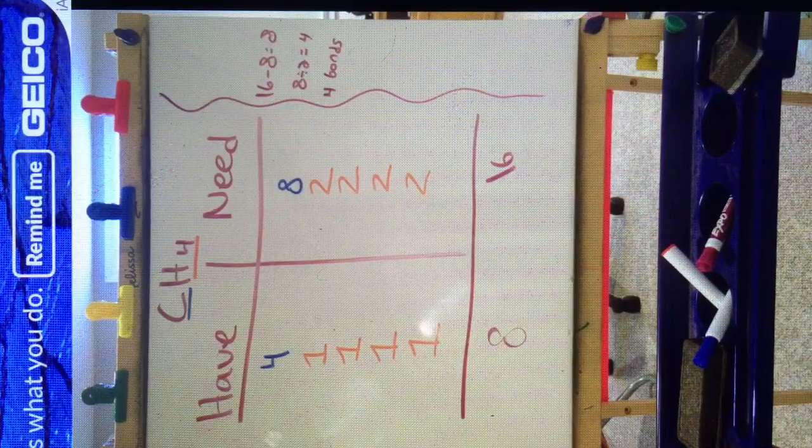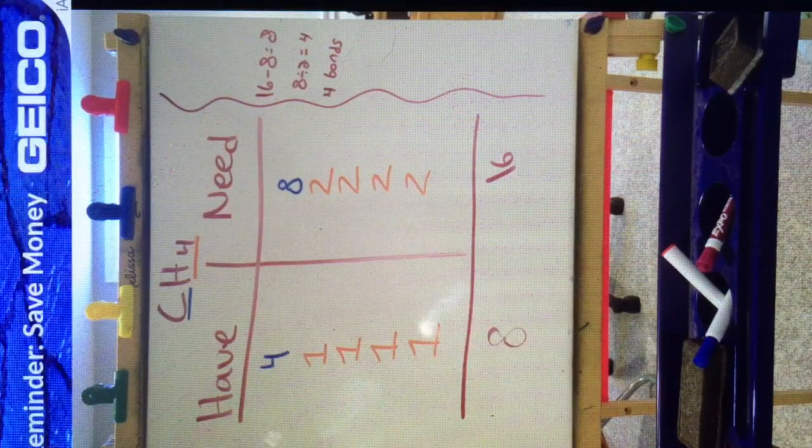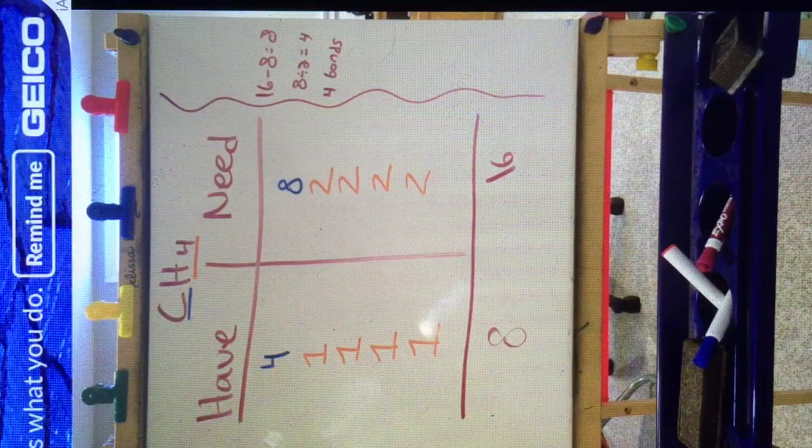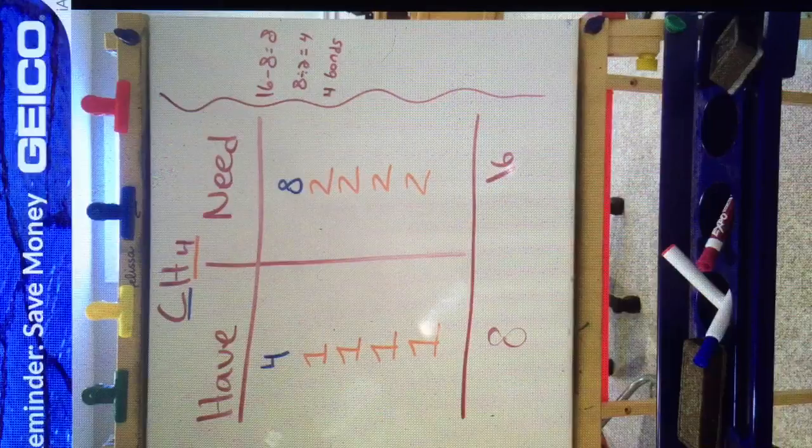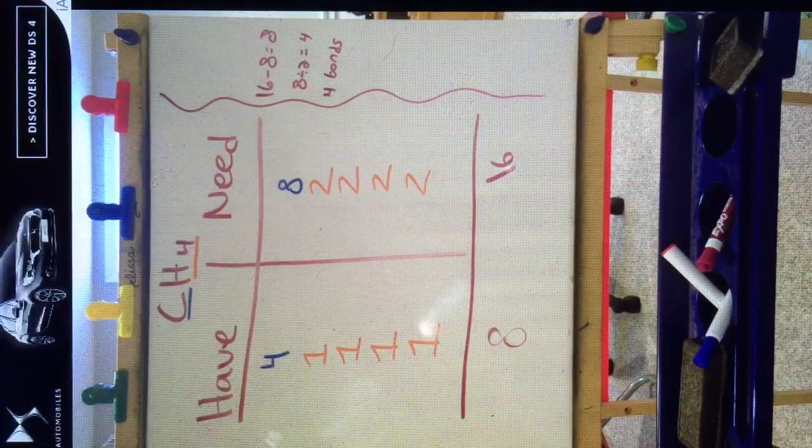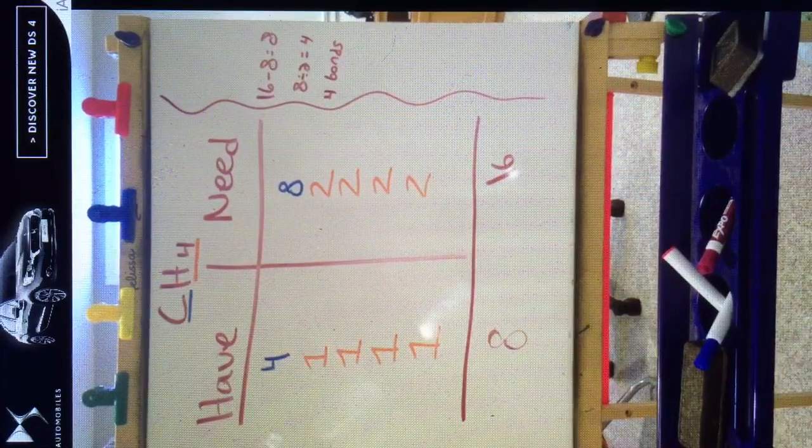So carbon will have 8, and each of the hydrogen atoms will have 2, which comes to a total of 16 electrons needed. If you subtract the number of electrons methane has from the number of electrons methane needs, and divide that number by 2, you will find the total number of bonds in the structure. However, this method does not always work.